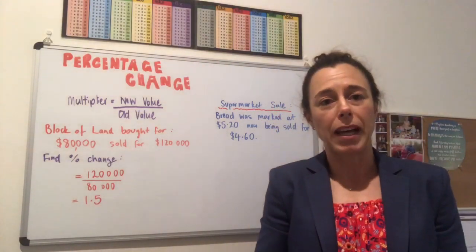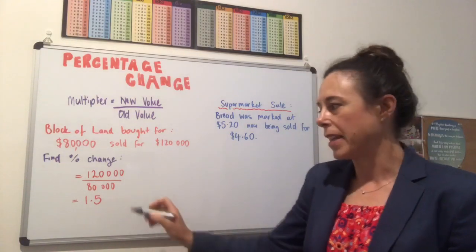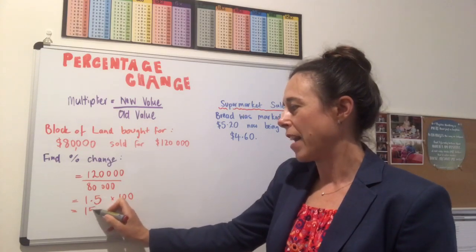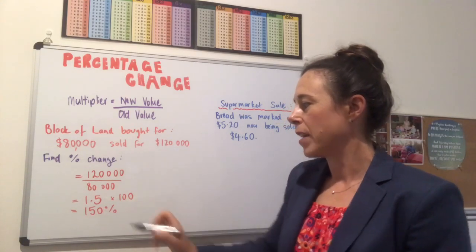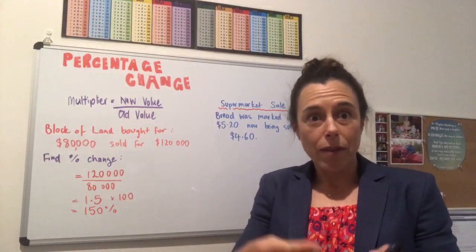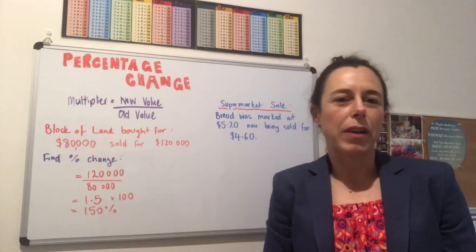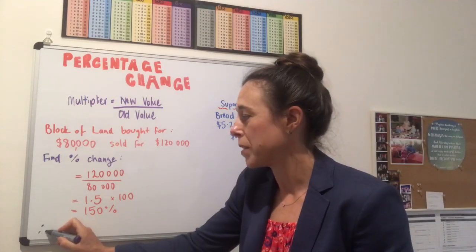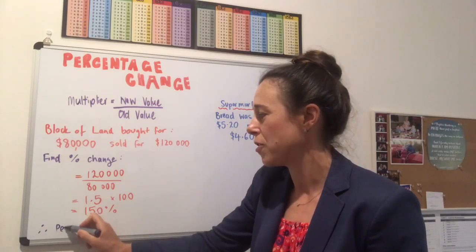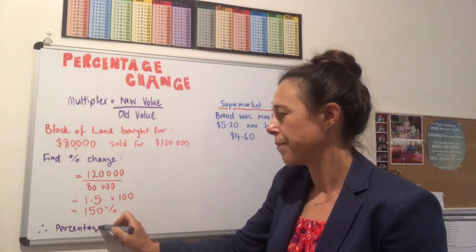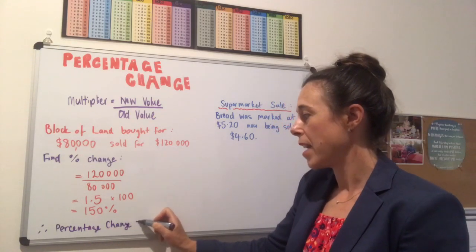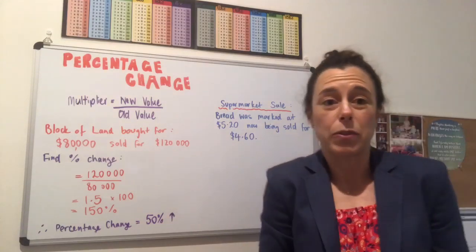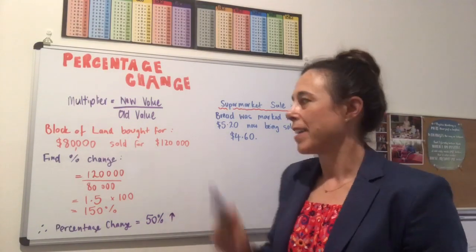Okay, now that's our multiplier. So to put our multiplier into a percent, we're going to times by 100, which gives us 150%. Now, however far over 100 we are, that is what our percentage change is. So we can see here that 150, we can therefore say that our percentage change equals 50% increase because we've gone up. Okay, so that's one example.